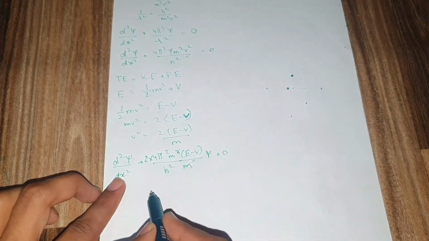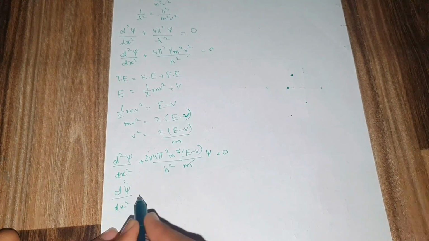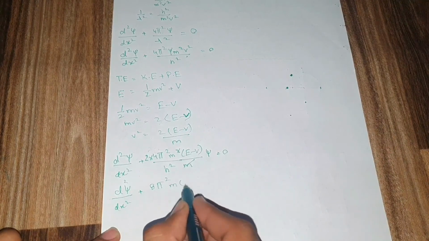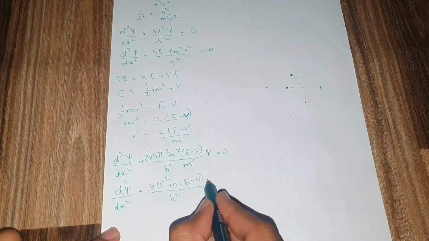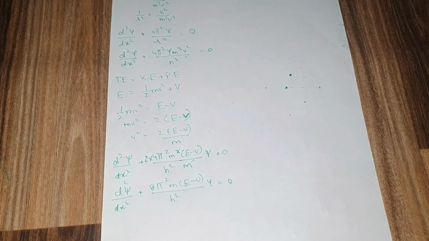So this becomes d squared psi divided by dx squared plus 8 pi squared m (E minus V) divided by h squared psi is equal to 0. So this is the wave equation when the particle is moving in a one dimensional system. That is, the wave is moving only in one direction, only in the direction of x.